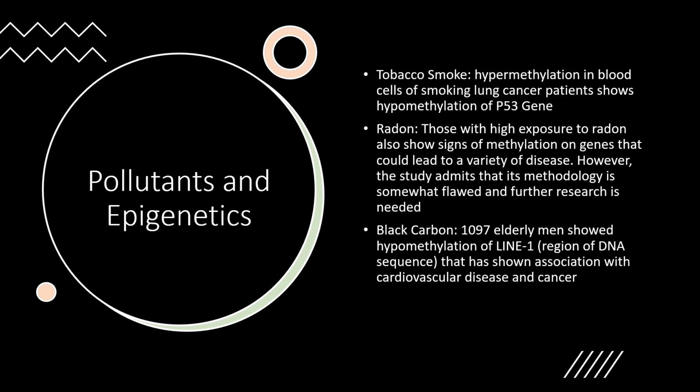Radon. Researchers studied patients that had high exposure to radon and noticed that there were aberrant levels of methylation on certain genes. They then were able to associate those aberrant levels of methylation on the genes to a variety of diseases. This radon example is unique among the ones I brought up because the paper itself admits that its methodology is fairly flawed, the way they specifically measured radon exposure levels.